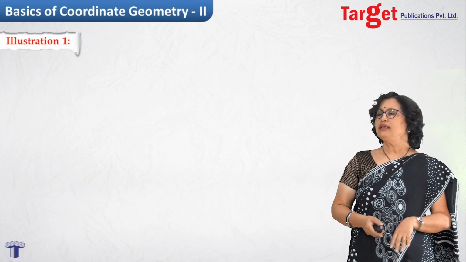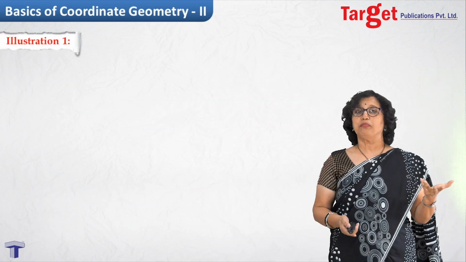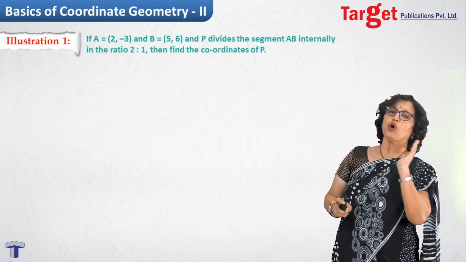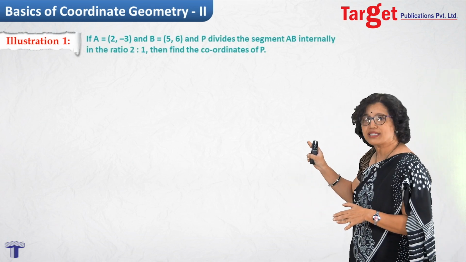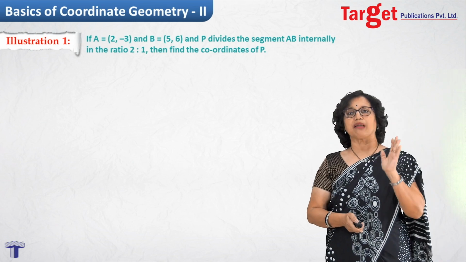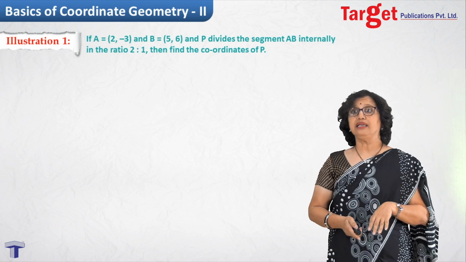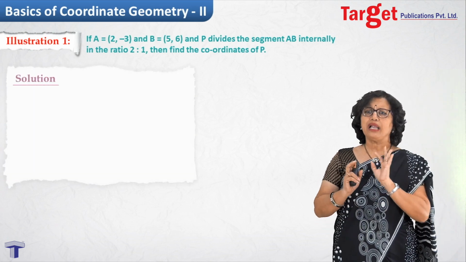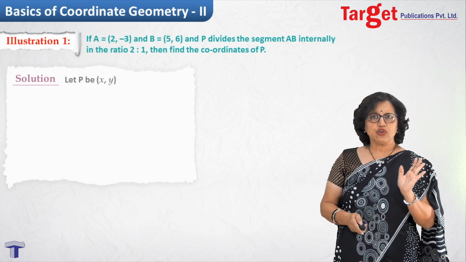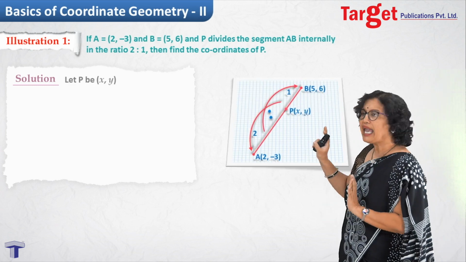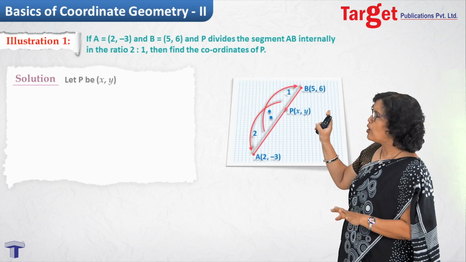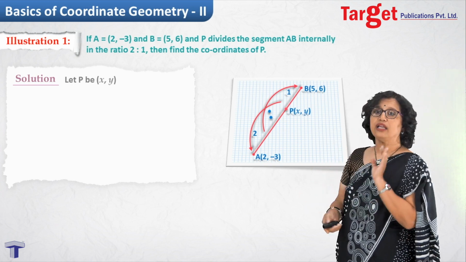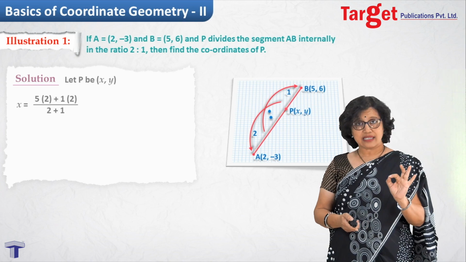The next one is the illustration, which comes by default. The illustration is: point A is given as 2, minus 3, point B is given as 5, 6, and point P divides segment AB internally in the ratio 2:1, and we are asked to find the coordinates of point P. Simple application of the formula. The picture would look something like this. A is 2, minus 3, point B is 5, 6, the ratio AP to PB is 2:1, and then you have to apply the formula to get x.